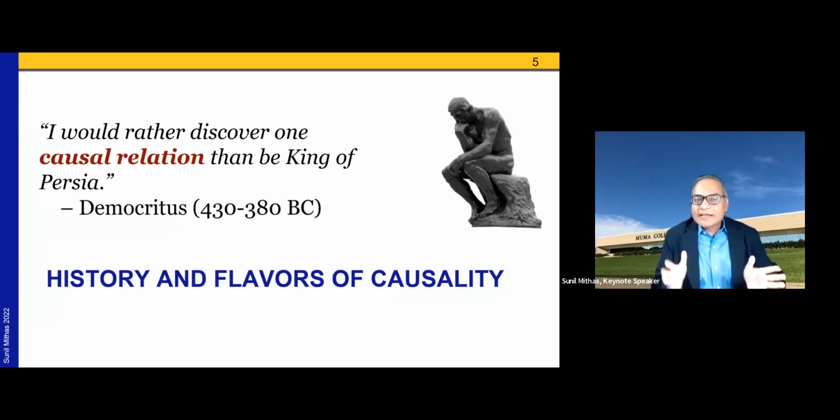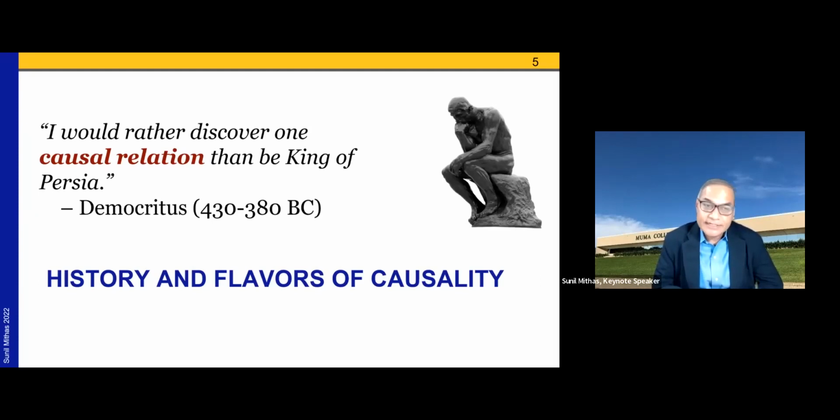Now, with that background, let me turn to today's topic, which is the history and flavors of causality. Of course, whenever we give a talk, we would like to have a historical background to it. I wish I had started from the Big Bang, but I could not do that. So I'm starting with a quote from about 2,500 years ago. And this is quite an inspirational quote.